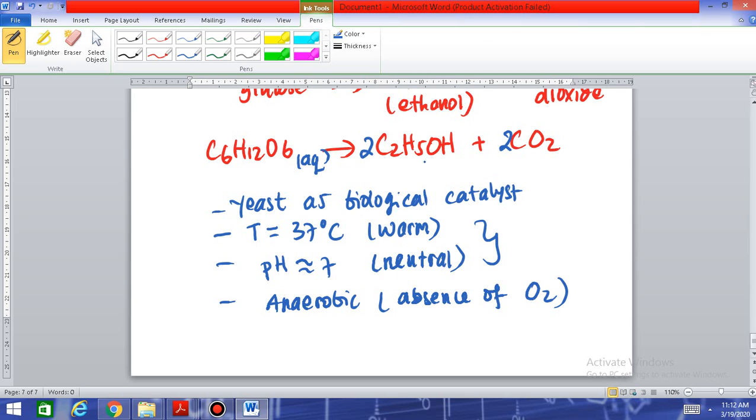And then remember, the ethanol produced must be separated by using fractional distillation. So once again, the ethanol produced must be separated from the reaction mixture by using fractional distillation.